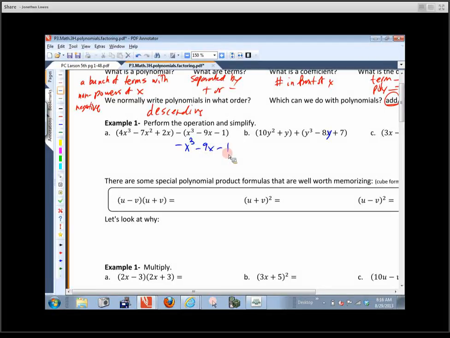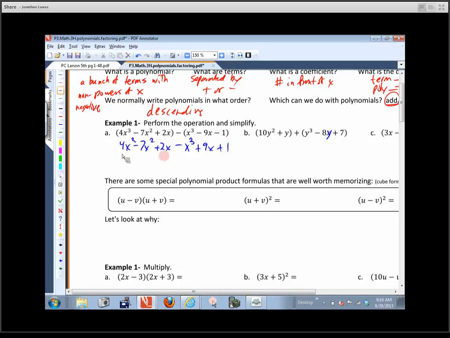Is that right? No, you've got to make sure that you distribute that. You're subtracting every one of those terms, so you change the sign of every one of them. And then how do we tell if they're like terms? Same variable, same base, and same exponent, right?